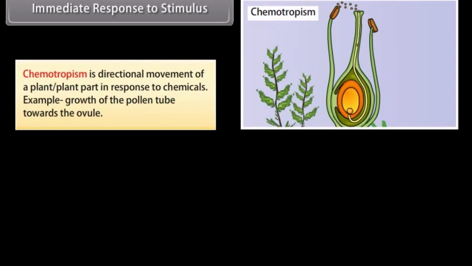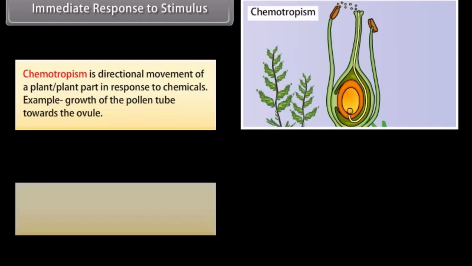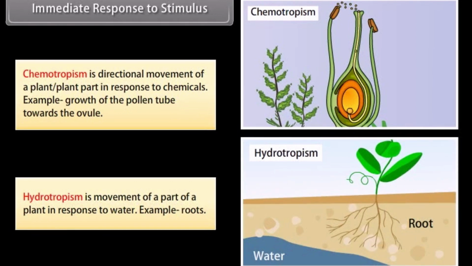Chemotropism is directional movement of a plant or plant part in response to chemicals. Example: growth of the pollen tube towards the ovule. Hydrotropism is movement of a part of a plant in response to water. Example: roots.